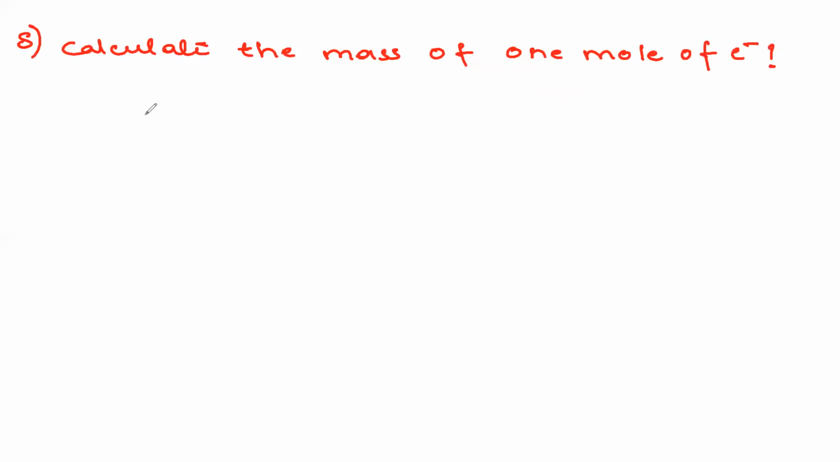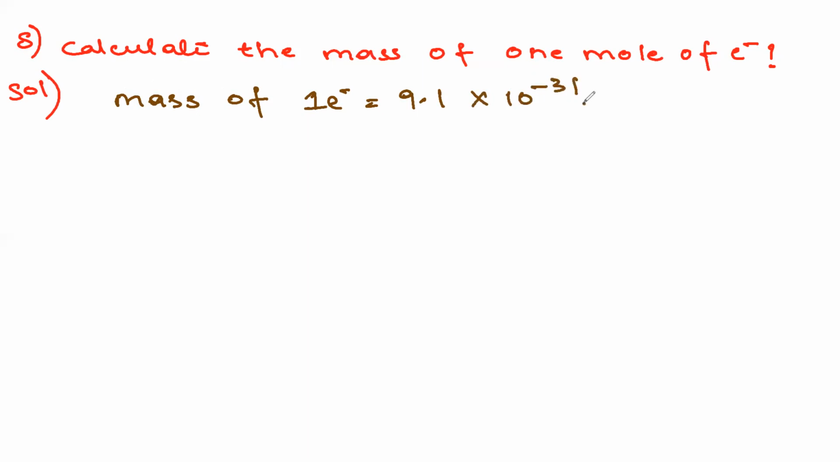So the answer for this: mass of each electron. Mass of 1 electron is equal to 9.1 × 10^-31 grams, or you can say 9.1 × 10^-28 kg. So straight away we can write mass of 1 electron is 9.1 × 10^-31 grams. So for one electron we have this much mass.